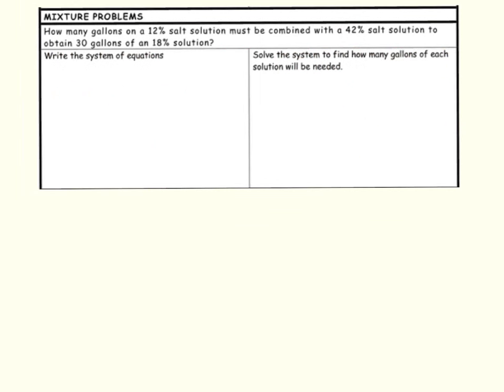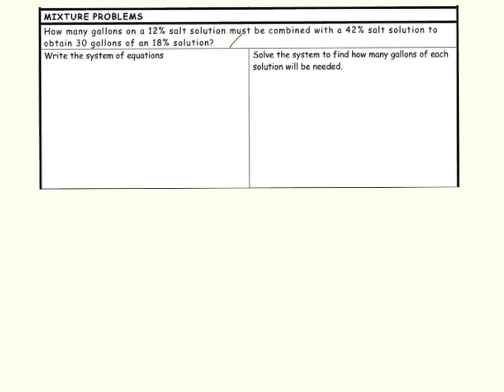The second type of problem we're working on is a mixture problem. How many gallons of a 12% salt solution must be combined with a 42% salt solution to obtain 30 gallons of an 18% salt solution? Well, this is where your head might explode, but that's okay. We'll walk you through this.